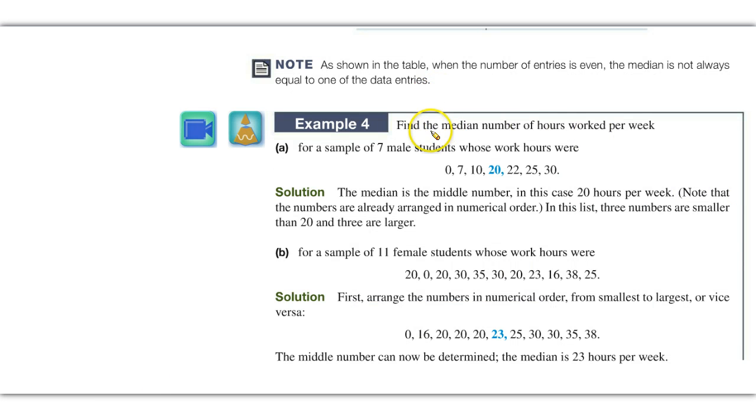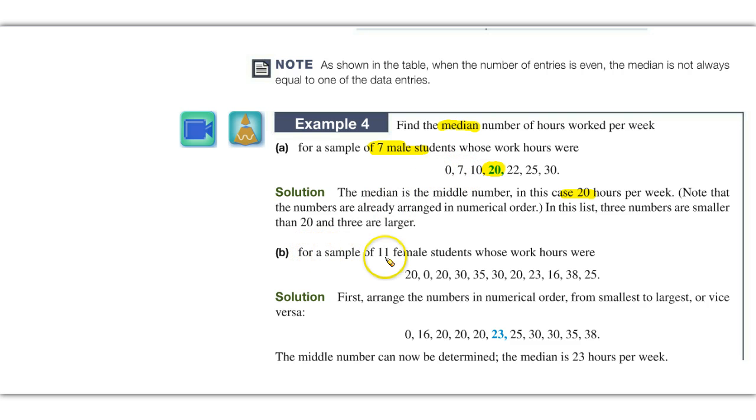For example 4, they want to find the median number of hours worked per week. Here we have a sample of 7 male students whose work hours were these. Now notice these are in order. So you would have 7, so the middle one is the 4th. So 20 is the median for this amount of data. Now keep in mind that's not the arithmetic mean. If you were to add these up and divide by 7, you probably would not get 20. But again, we're not looking for that. We're looking for the median, the middle number.